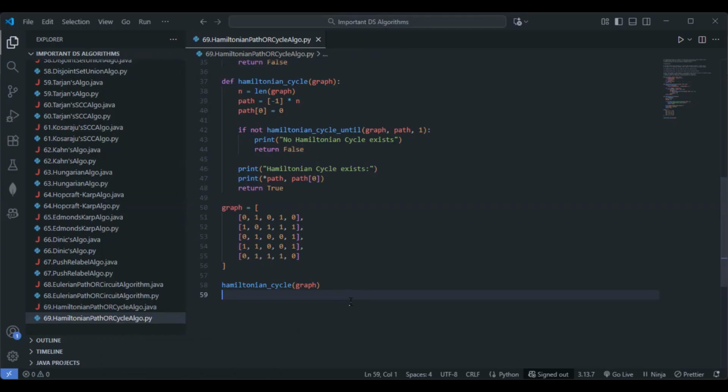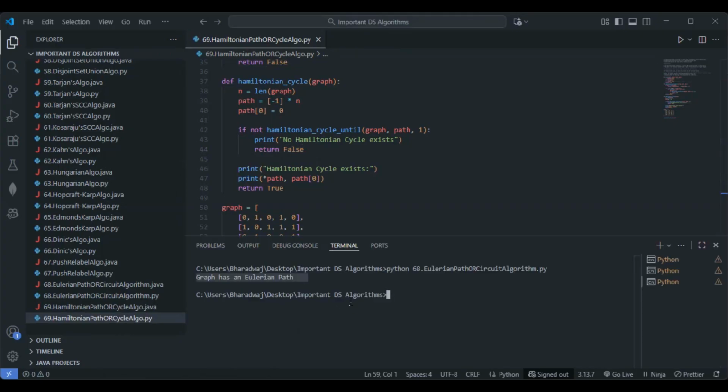Just come here. Let me press Control J and clear the screen here. Python followed by filename.py. Yeah, so we are getting the output 0, 1, 2, 4, 3, 0. Hamiltonian cycle exists and the path they have given here is 0, 1, 2, 4, 3, 0. The desired output that we are getting, right? So this is absolutely correct. Whatever code we have written works absolutely correctly.